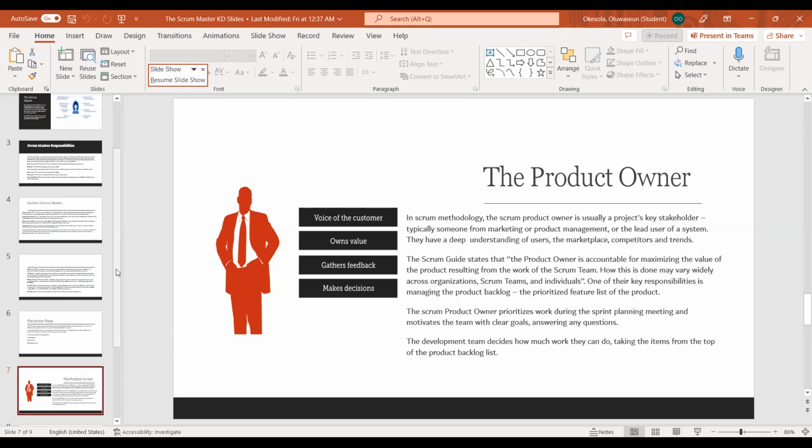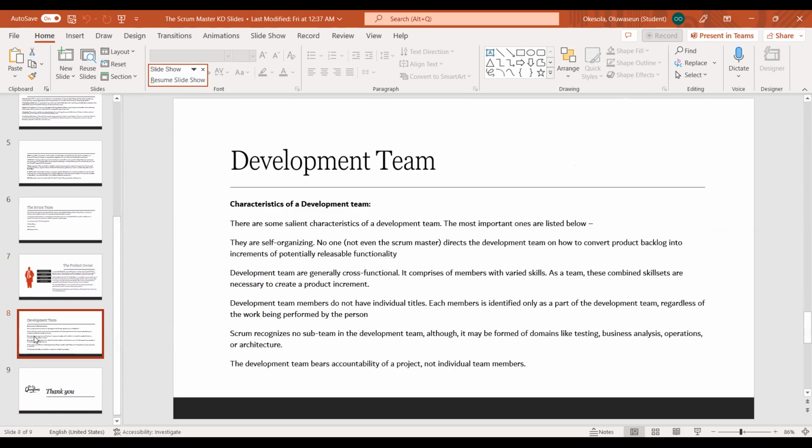And lastly, we have the development team. So what are the characteristics of the development team? To start with, they are self-organizing. No one, not even the Scrum Master, directs the development team on how to convert the product backlog into increments of potentially releasable functionality.